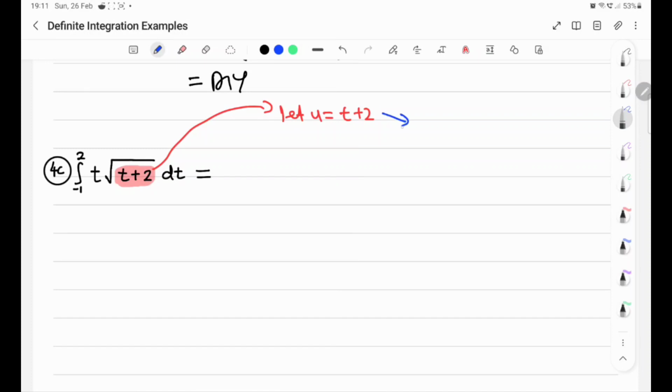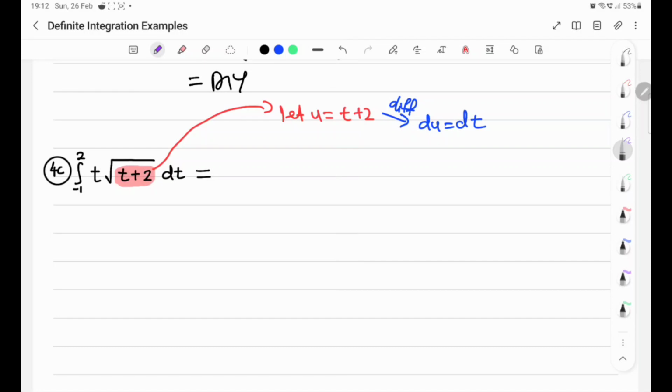Next step, we differentiate to get du equals dt. dt, not dx. So du equals dt, so dt also equals du.